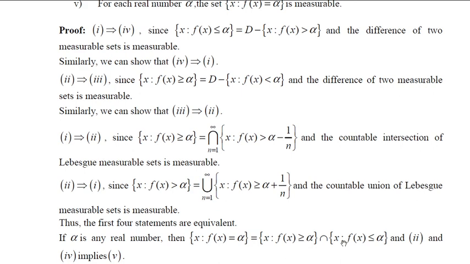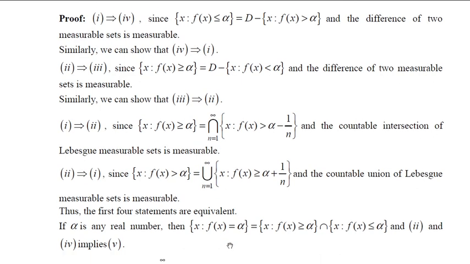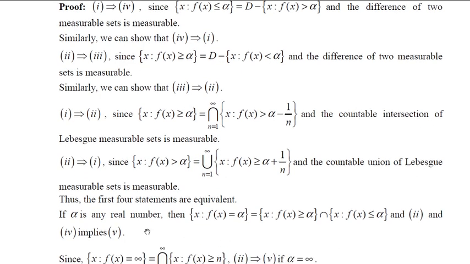Here it is greater than or equal to alpha, and here it is less than or equal to alpha. Their intersection will obviously be this. And we knew that this set is Lebesgue measurable, and this set is also Lebesgue measurable. So the intersection of Lebesgue measurable sets is again Lebesgue measurable. This is the case when alpha is a real number.